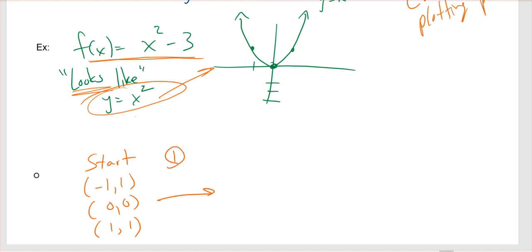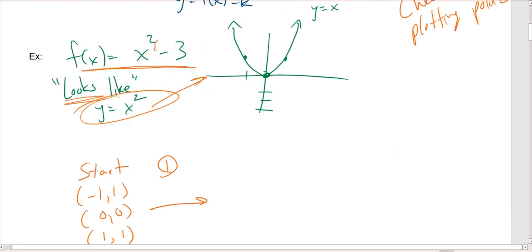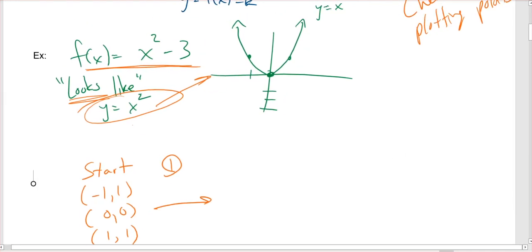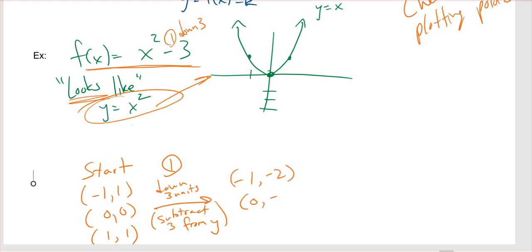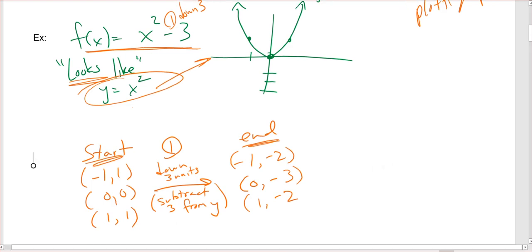Now our first step and our only step would be corresponding to that -3. So first step would be down 3 units. So we go down 3 units. And to do this, we're just going to subtract 3 from our y coordinate. So to get to these points after this transformation, we're just going to go down 3 units. So we're subtracting 3 from y. So we go -1, -2. We go 0, -3. And then 1 goes down 3 units, would be at -2. And that's where we end, right? Because that's the only transformation that we did.